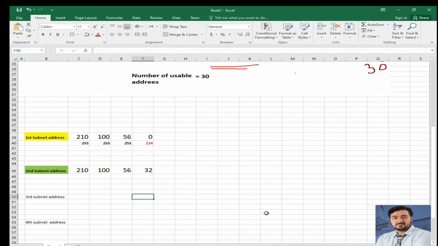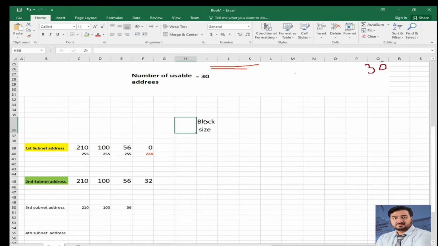What is the third subnet? Yes, 56 dot. Here you need to add 32, because your block size is 32. Block size or range, both are the same word. Let me write block size. So what is the block size here? 32 is our block size.